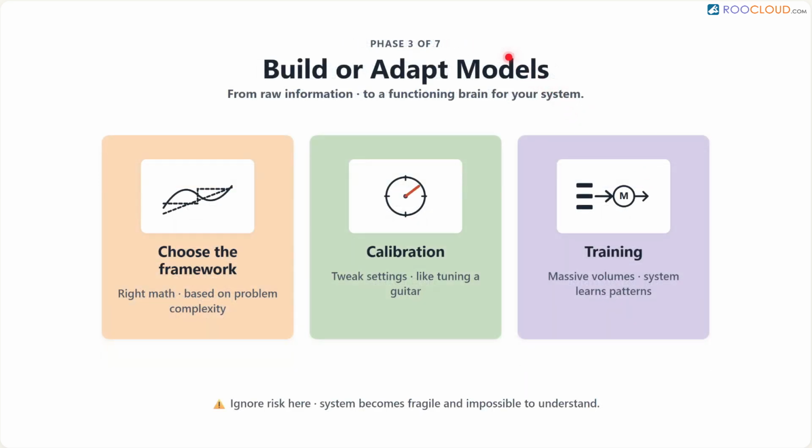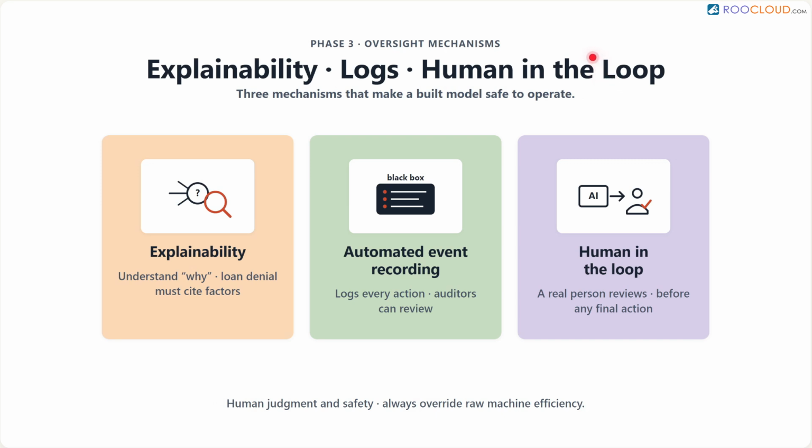This is where raw information is transformed into a functioning brain for your system. If risk is ignored here, your system will be fragile and impossible to understand. First, you choose the right mathematical framework based on how complex your problem is. Then you move to calibration and training. Calibration is the process of gently tweaking the internal settings of the software to make it more accurate. Think of it like tuning a guitar before a concert to get the perfect pitch. Training is when you feed massive volumes of information into the system so it can begin to recognize patterns on its own. A major focus here is explainability.